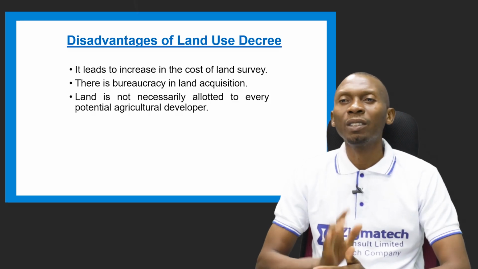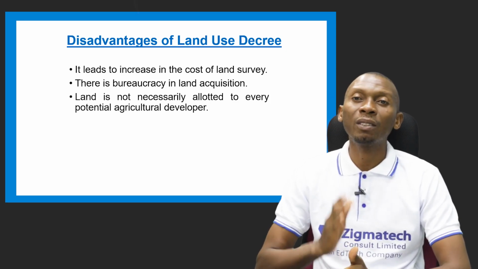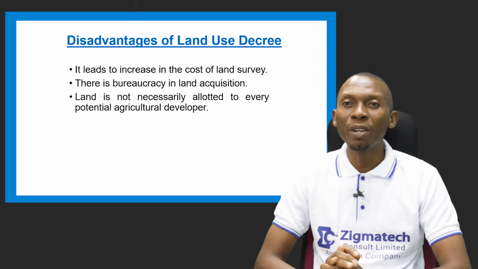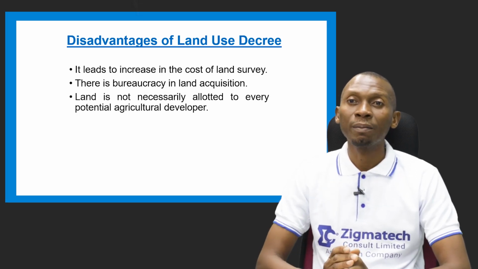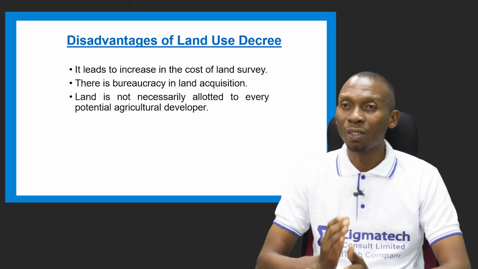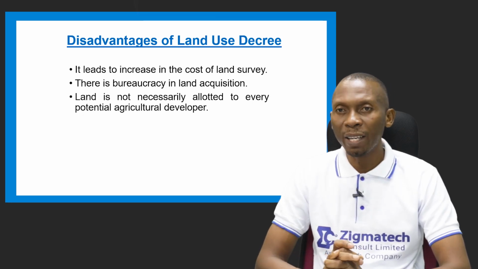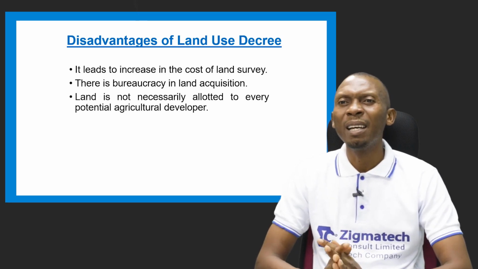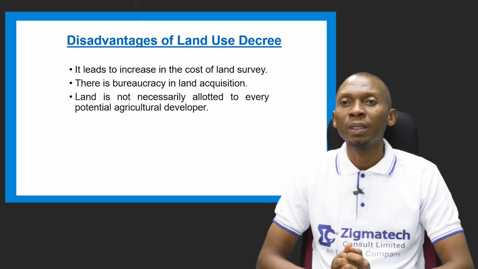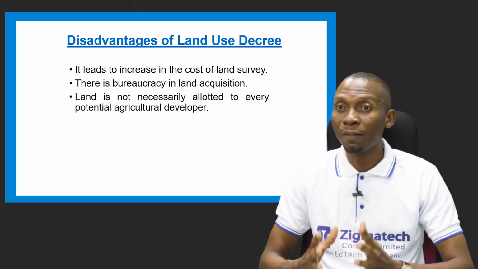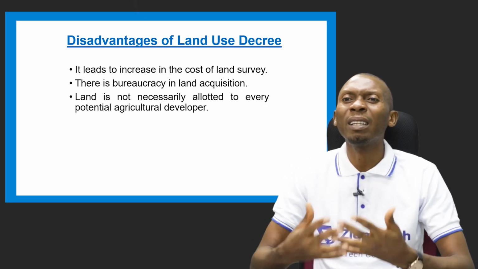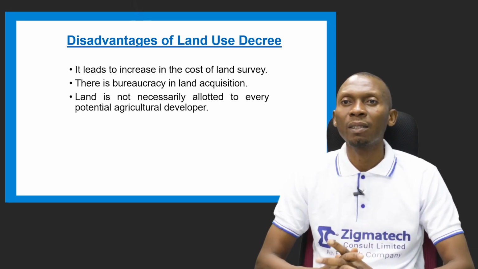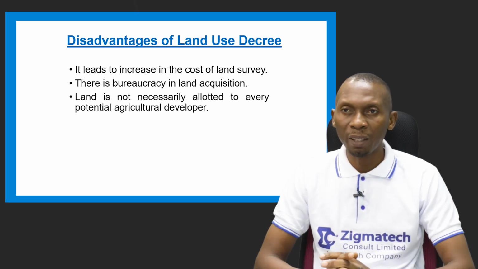Now let's take a look at the disadvantages of the land use decree. I've talked about the advantages, it also has its disadvantages. Now it has led to an increase in the cost of land survey. Remember, you cannot be given a certificate of occupancy or right of ownership without a land survey done. So this has led to an increase in the cost of surveying. Then there's also bureaucracy, that's the red tape issues, difficulties getting land acquisition. You understand? Getting documents, that's the certificate of occupancy, the bureaucracy in getting your land approved, your ownership approved, is also one of the challenges or disadvantages of the land use decree.